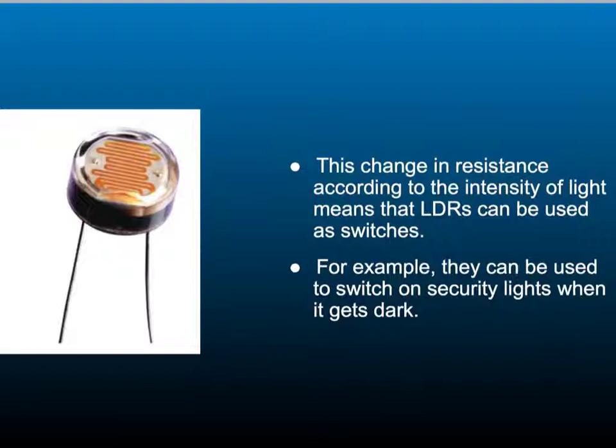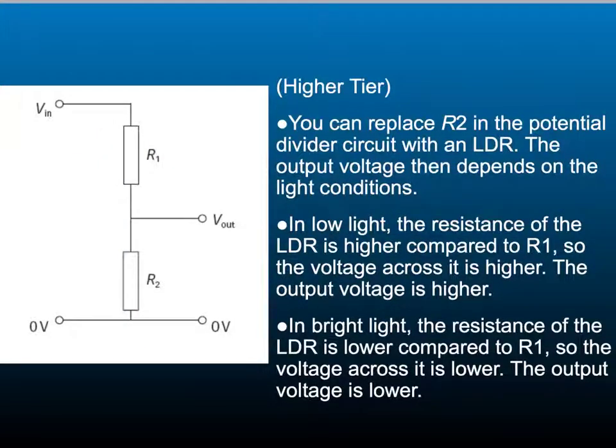This property of LDRs can be very useful to us. It can be used as a switch. For example, it could be used to switch on security lights when it gets dark. The security light would depend on a circuit like this. If you replaced R2 with an LDR, then the output voltage would depend on the light conditions. In low light, the resistance of the LDR will be higher compared to R1, so the voltage across it will be higher and the output voltage is higher. So that means that here we could have a security light connected, and when the voltage across it is high, it will turn on.